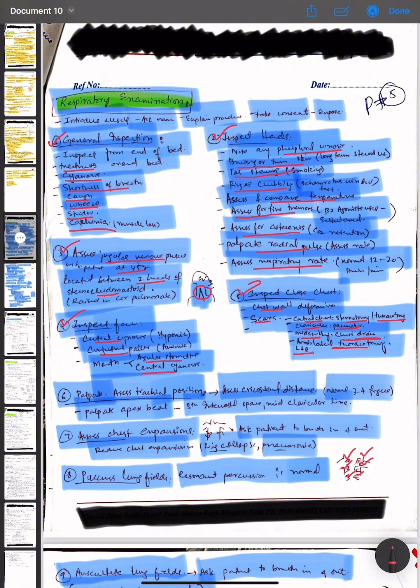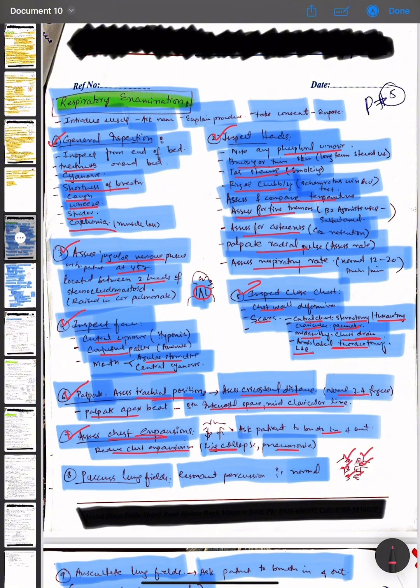Then you have to palpate the patient after inspection. First of all, assess the tracheal position, whether it is in the midline or deviated to one side. Then assess the cricosternal distance, which is normally 3 to 4 fingers. Then palpate the apex beat, at the fifth intercostal space, mid clavicular line. Then assess the chest expansion; reduced chest expansion is present in lung collapse and pneumonia. Ask the patient to breathe in and out, so you can assess the chest expansion.